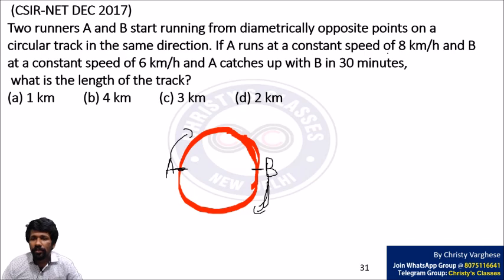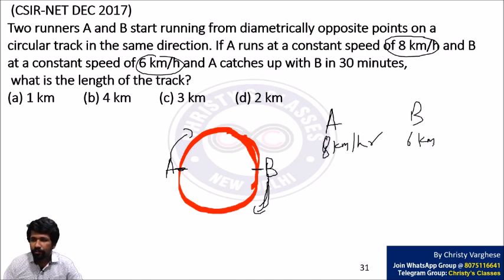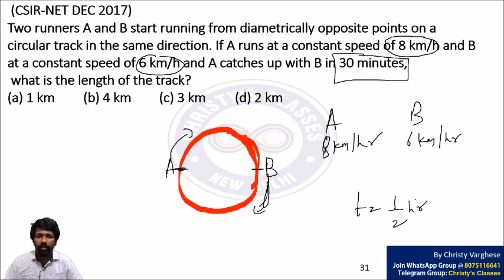If A runs at a constant speed of 8 km per hour and B at a constant speed of 6 km per hour, A catches up with B. So here the objective is again A catching up with B. A speed is 8 km per hour. B speed is 6 km per hour. And the question says that the time taken by them is actually, time taken is 30 minutes means half hour. I will just write half hour as everything is in kilometer and hour, half hour.